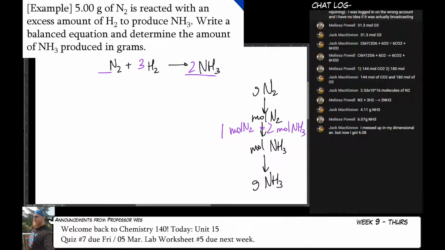And then for the other two I have to go to Lentech, so let me go find that. Where did I put it? There it is. NH3 is 17.03. And then 1 mole N2 is 28.02.